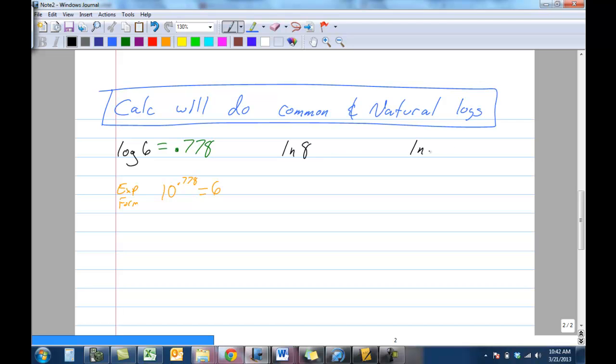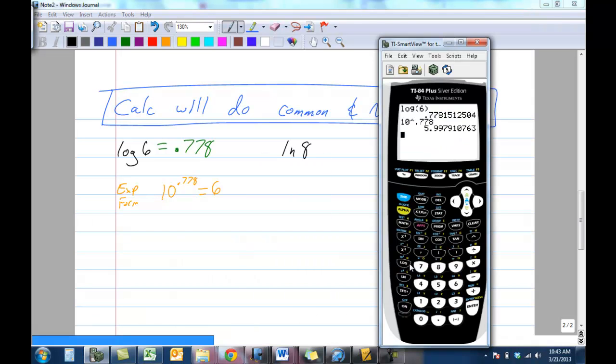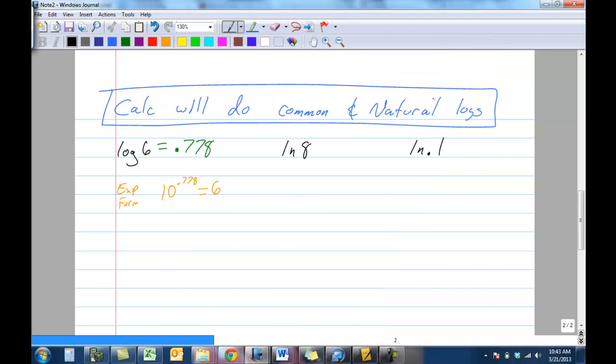And let's try the natural log of 0.1. Now, if you're looking for the natural log, it's next to 7. Natural log, ln, is right beneath it. So give those a shot really quick. And yeah, hopefully you got natural log of 8 is approximately 2.079, and natural log of 0.1 is approximately negative 2.303-ish.